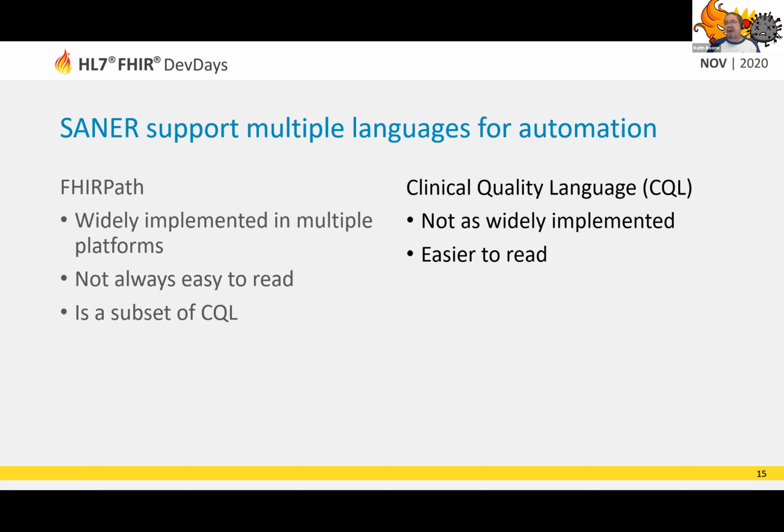Now, interestingly enough, these two things evolved from different places, but they wound up converging to the point that FHIRPath is now a formal subset of CQL that's actually defined in the clinical quality language. And so FHIRPath itself is a separate specification, and then the formalization of it as a subset is defined in the HL7 clinical quality language specifications.